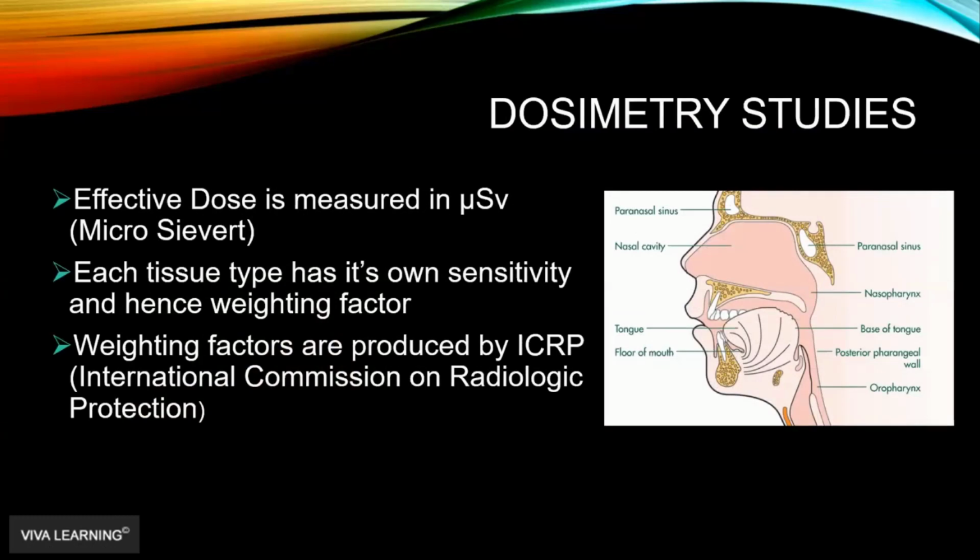But back to the serious things of effective doses measured in microsieverts, as I said. That effective dose takes into account the amount of radiation that we have, the type of radiation, because not all radiations are created equal, and then the type of tissue that the radiation is affecting, because each tissue type has its own sensitivity and hence weighting factor. The weighting factors are produced by the ICRP, the International Commission on Radiological Protection. So for instance, the lens of the eye is going to be way more sensitive to radiation than the muscle, the buccinator muscle. So they all have different weighting factors.